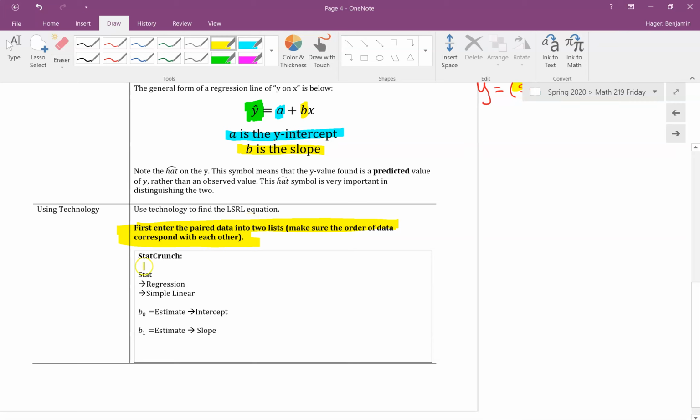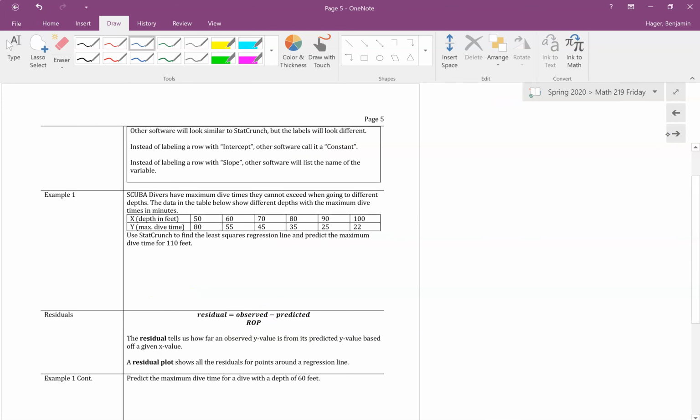On StatCrunch, you're just going to go to Stat, Regression, Simple, Linear, and then it's going to spit out a whole bunch of stuff. What you need to find is what they are estimating the intercept at, and what they are estimating the slope at. And actually, I don't even think they use this notation. I think it uses A and B, but I'll have to double check. We'll see in a minute. They also just flat out write the equation for you, and I'll show you where to find it in StatCrunch, okay? So on the next page, they give us an example.